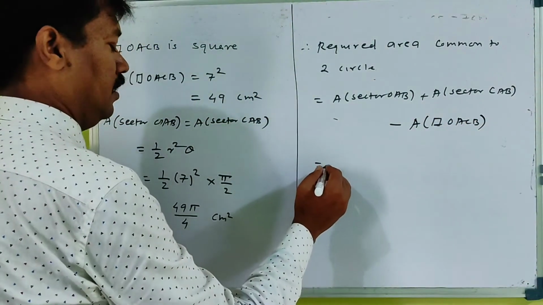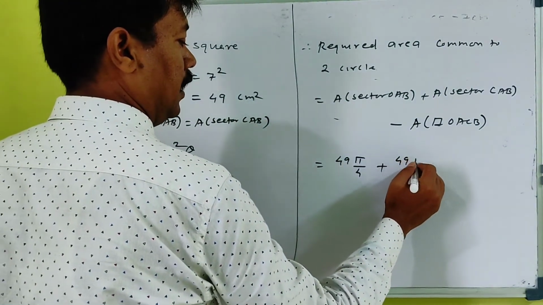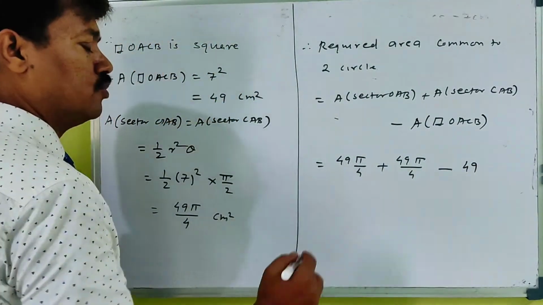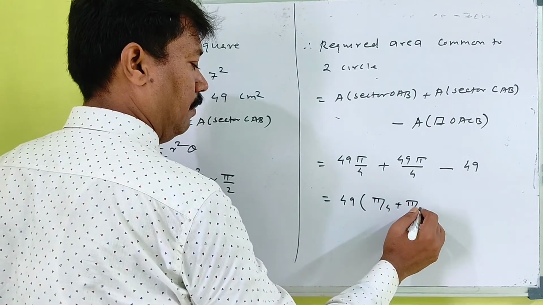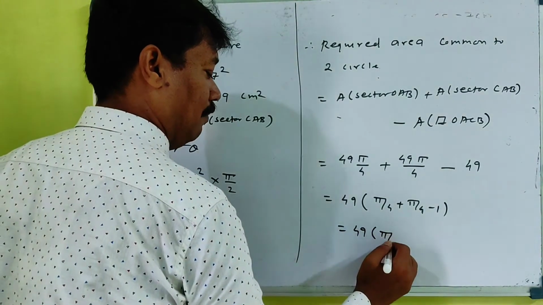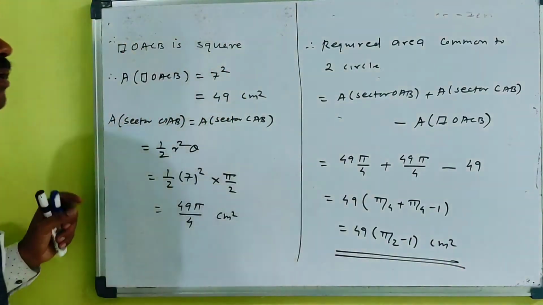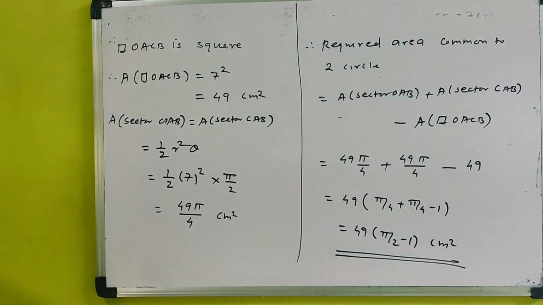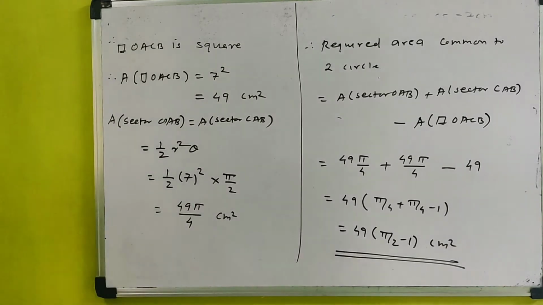So this is nothing but 49 pi by 4 plus 49 pi by 4 minus 49. So 49 अगर हमने कॉमन निकाला, pi by 4 plus pi by 4 is what? Pi by 2 minus 1. So that's the final answer for this, 49 into (pi by 2 minus 1). That is the final answer for this particular sum.